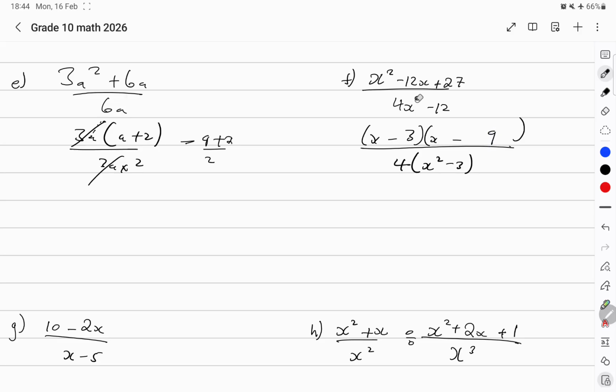This was supposed to become 4x, not 4x squared. It was supposed to become 4x, not 4x squared, such that this and this will cancel. Therefore, my answer becomes x minus 9 divided by 4. That becomes my answer, x minus 9 divided by 4.